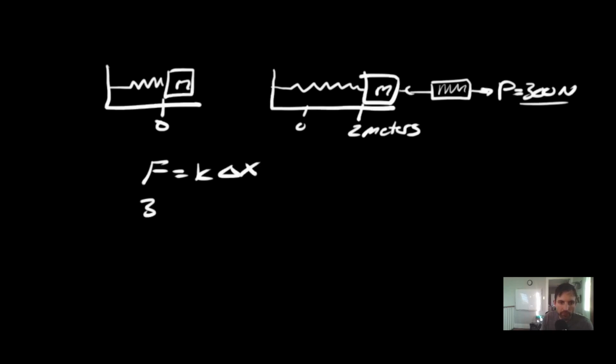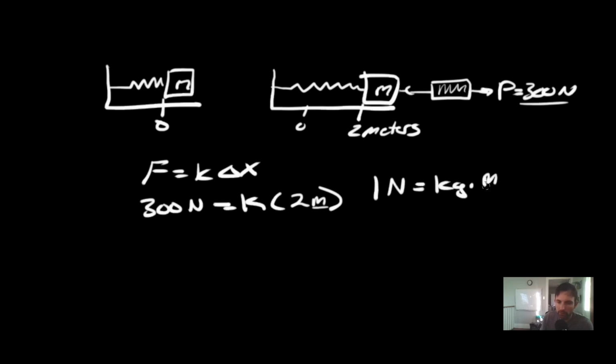We know 300 newtons equals some spring constant times 2 meters. And we also know, just why you want to keep this in meters here, a Newton, if you remember, 1 Newton equals a kilogram times a meter per second squared. So we want to keep this in meters when we do the distance here.